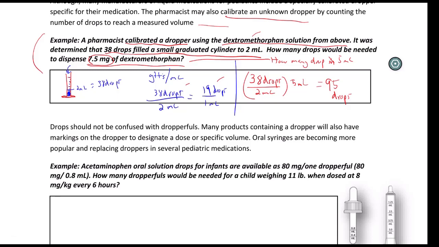Calibrating a dropper just means you take a graduated cylinder and start counting drops to a certain number of mLs that you want. You could just stop at 1 mL, but a lot of times people will go higher so that you get a better average. So you can even go up to, let's say, 5 mLs, find out how many drops it took you to get to 5 mLs, and then you find the drops per mL.